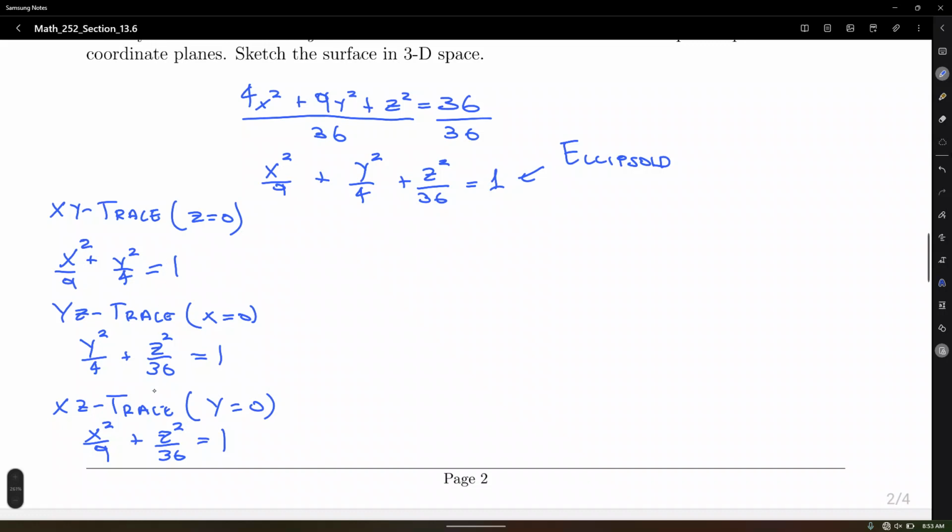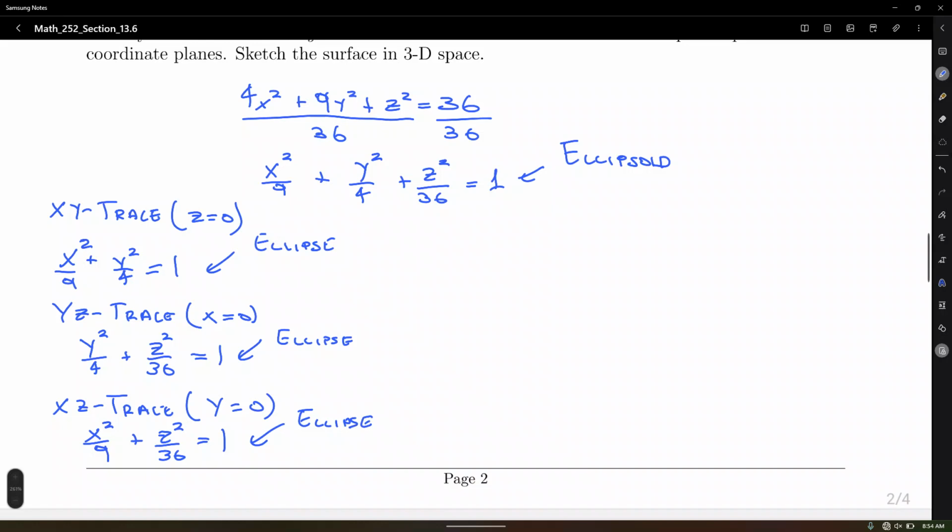So, what are the conic sections describing these equations? Ellipses. So this is an ellipse, right? What about the YZ trace? Also an ellipse, right? And lastly, the XZ trace, another ellipse, right? So 3 ellipses will form an ellipsoid. How is that going to happen?